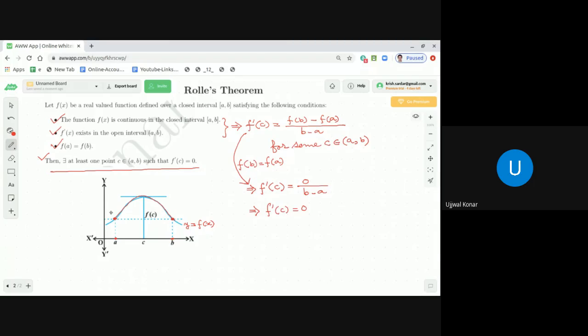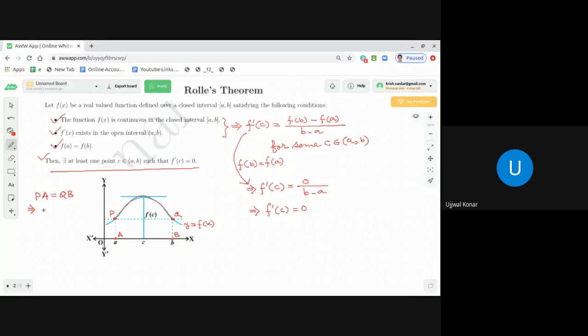Suppose this particular point is P and this particular point is Q, and this particular point is a and this particular point is b. Then what do you get, dear students? If you see, PA is equal to QB, correct or not? So what we say is that PA is equal to QB. That implies what? That implies what is PA?